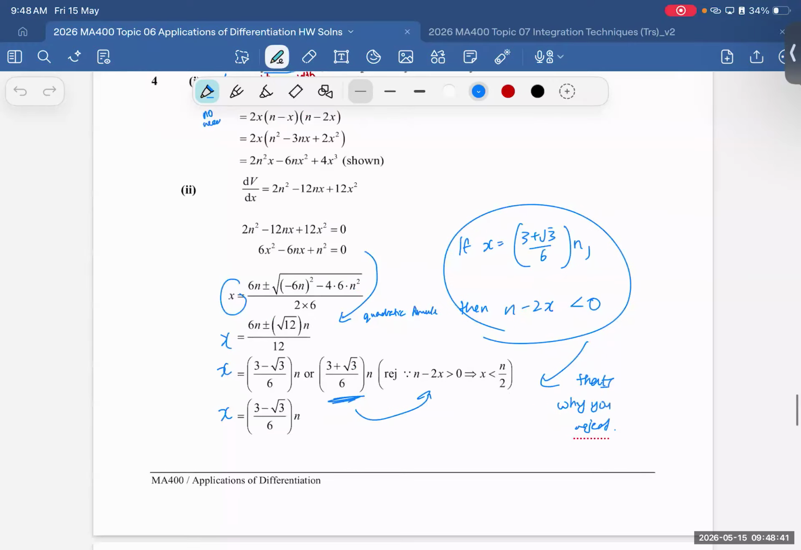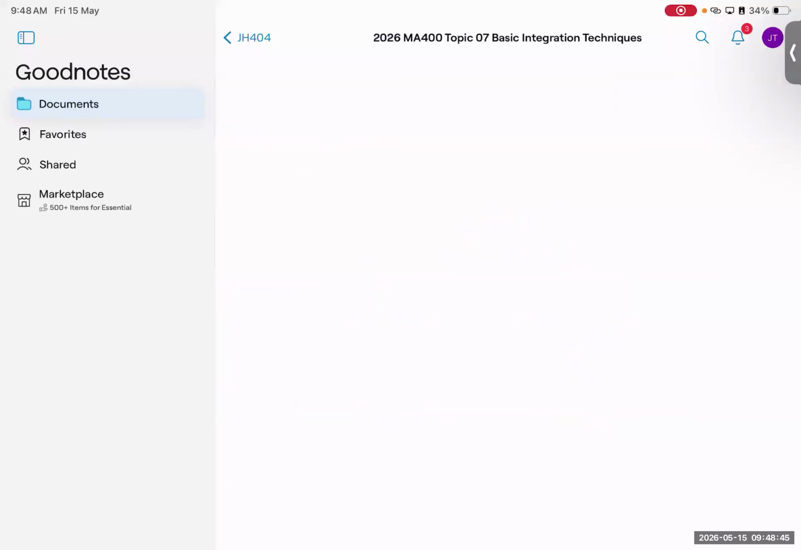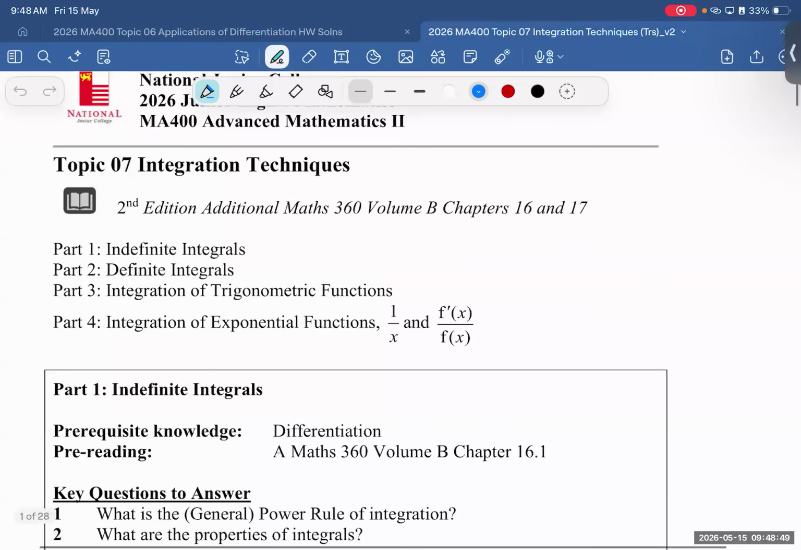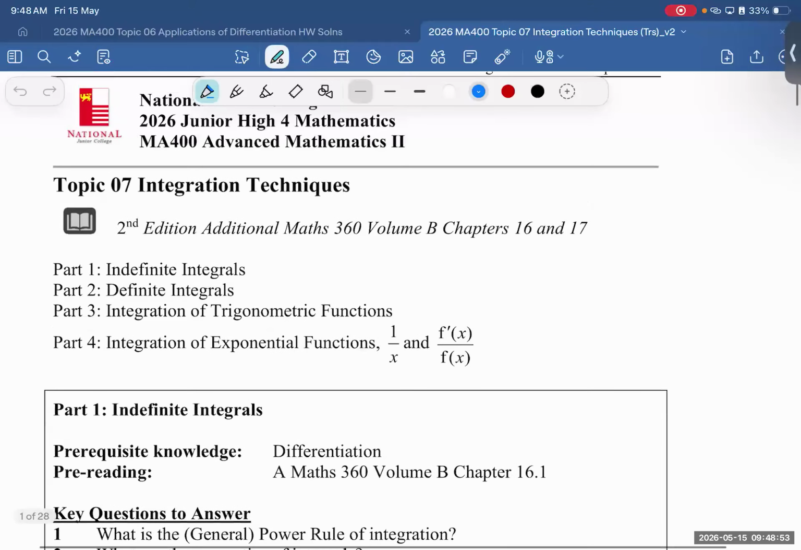Can I go on? Okay, let's go to topic 7. We will not be finishing it before the June holidays, I guess, so we'll probably stop somewhere around part 2.